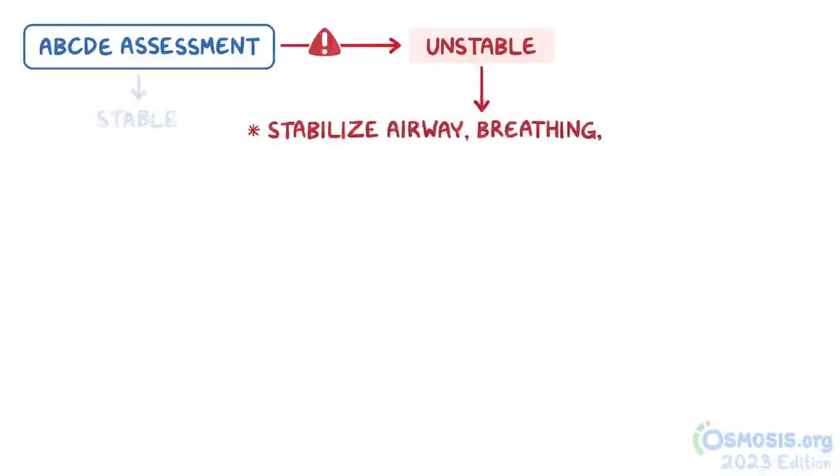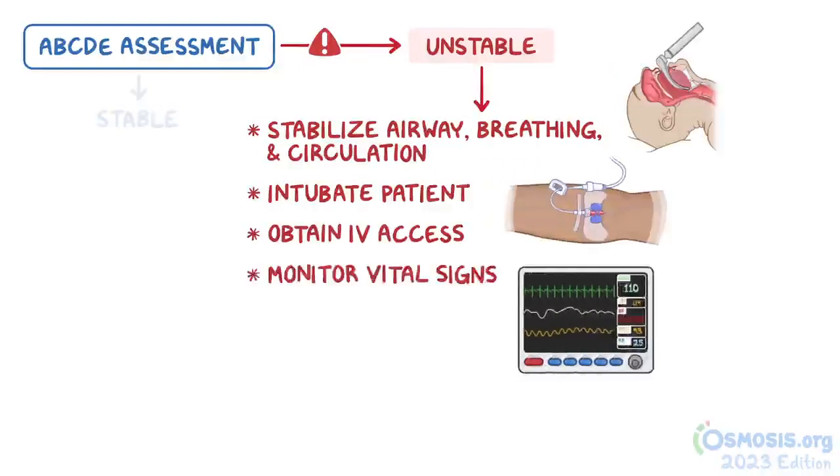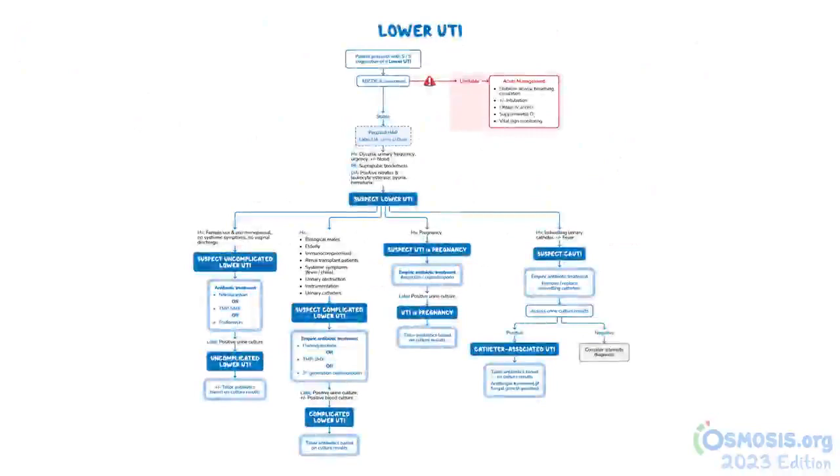All right, if a patient presents with signs and symptoms suggestive of a lower UTI, you should first perform an ABCDE assessment to determine if they are unstable or stable. If unstable, first stabilize the airway, breathing, and circulation. This means you might have to intubate the patient, provide supplemental oxygen, obtain IV access, and monitor vital signs before doing further workup.